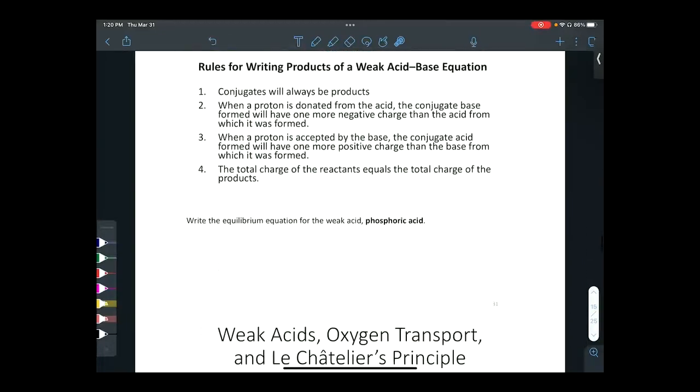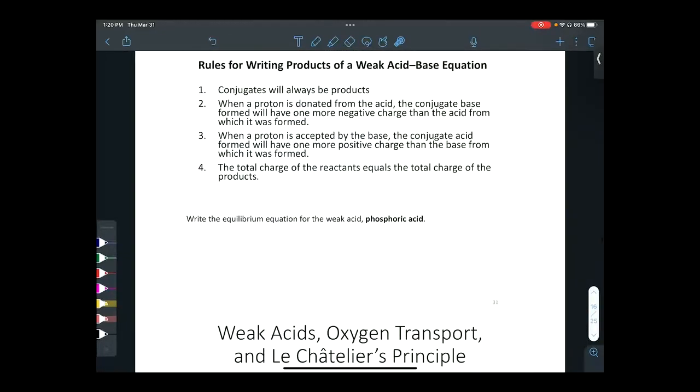All right, I think we already talked about this. Writing products for weak acid-base equations. The whole idea is that when you have an acid and you want to draw the conjugate base form, you just remove a proton. That's it. And you recall that that proton is a hydrogen, but also a positive charge. So we need to make sure that the products that we write are balanced.